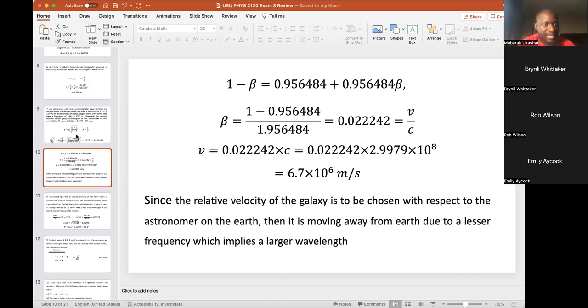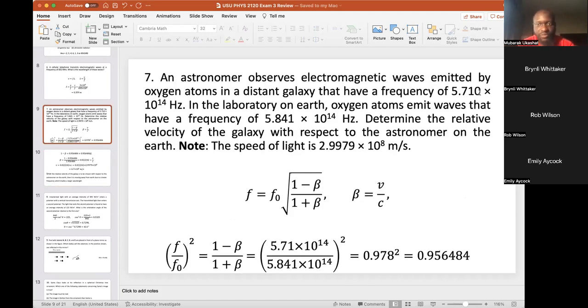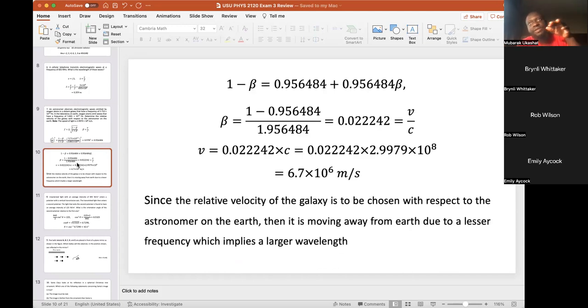The frequency on the galaxy is 5.71. The frequency on Earth is 5.8. So if you have a lesser frequency, it means you have a larger wavelength. It means you are moving away. If you are coming towards us, you have a higher frequency and a short wavelength. It means you are coming towards us. That's how we know the blue shift and the red shift, as we call them. Does that make sense?